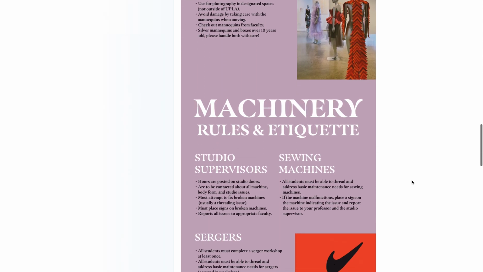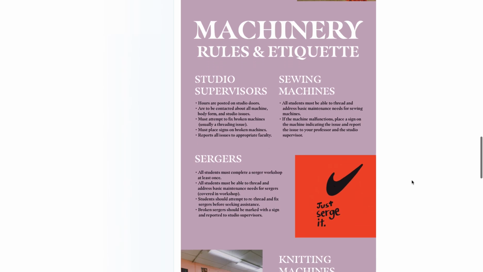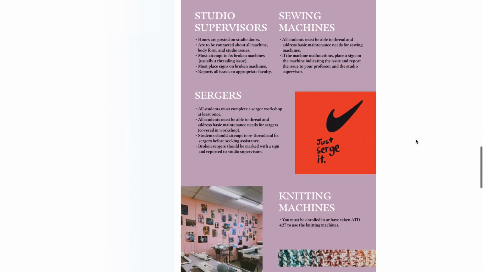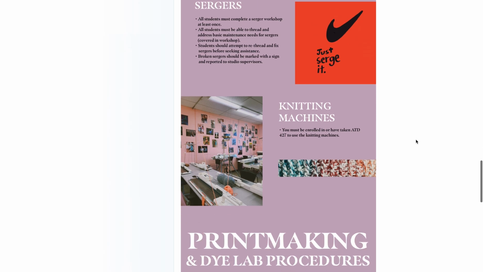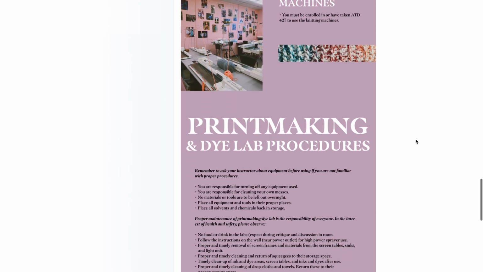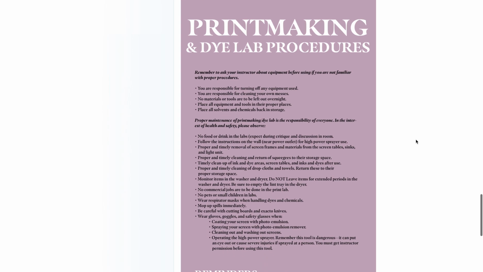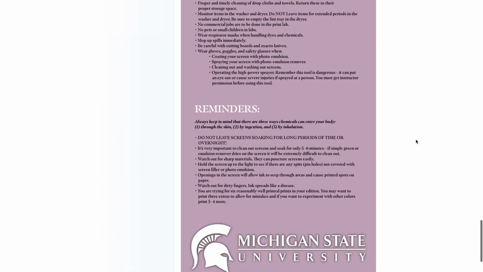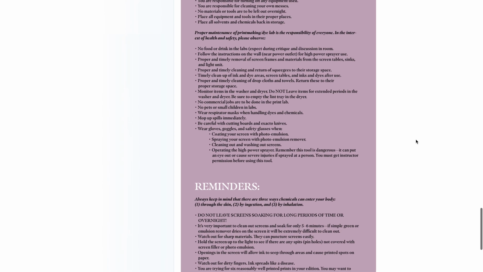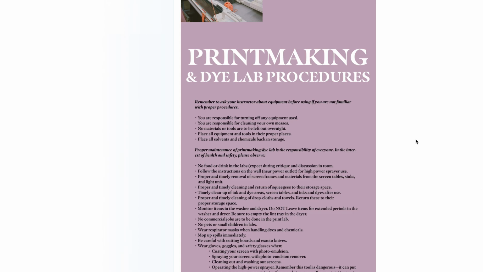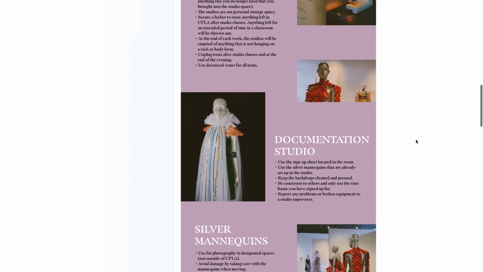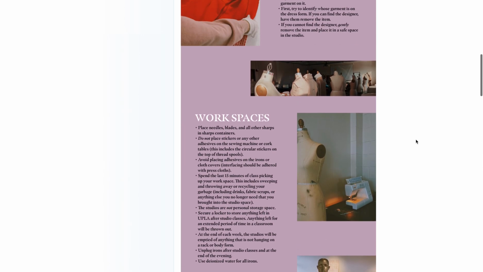We also have information on the machinery, rules, and etiquette. So we have information about studio supervisors and how you can use them as a resource when you're in UPLA, sewing machines, sergers, and the knitting machines. We also have information on the printmaking and dye lab. So this will give you all the procedures and reminders about how to properly use these facilities in a way that's safe for you and protective of all of our beautiful equipment that we have here in Abla.